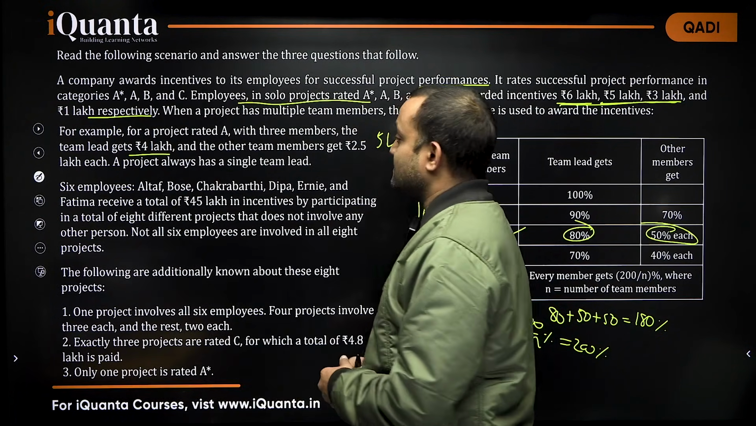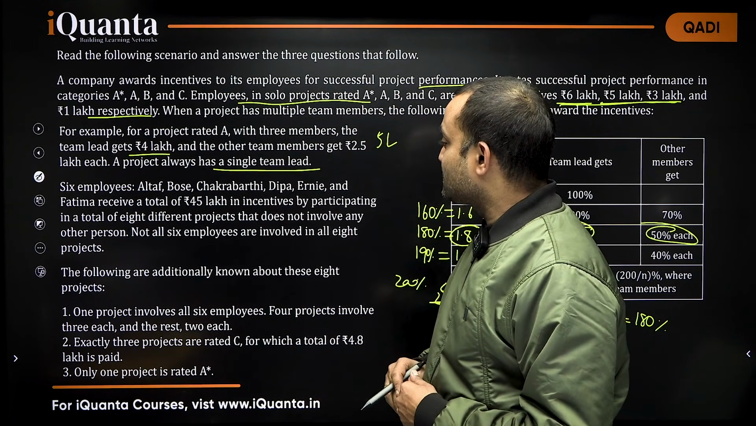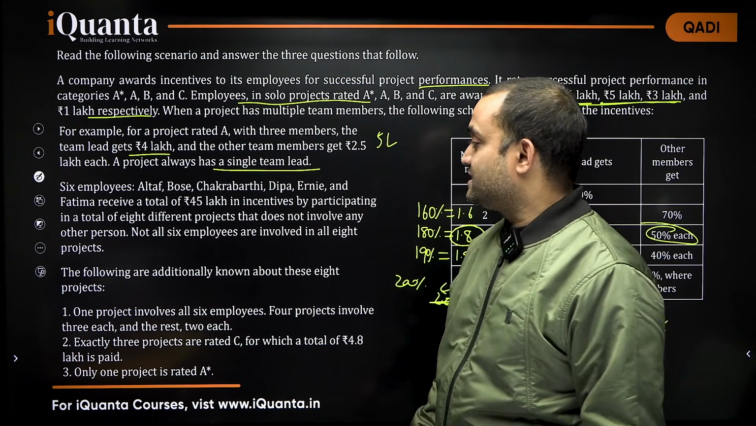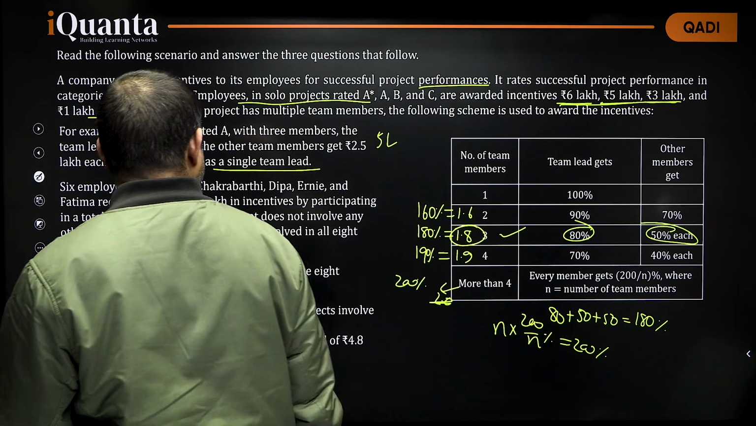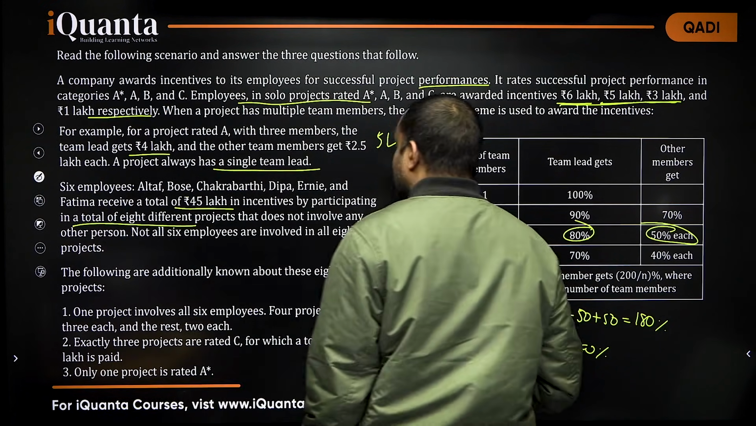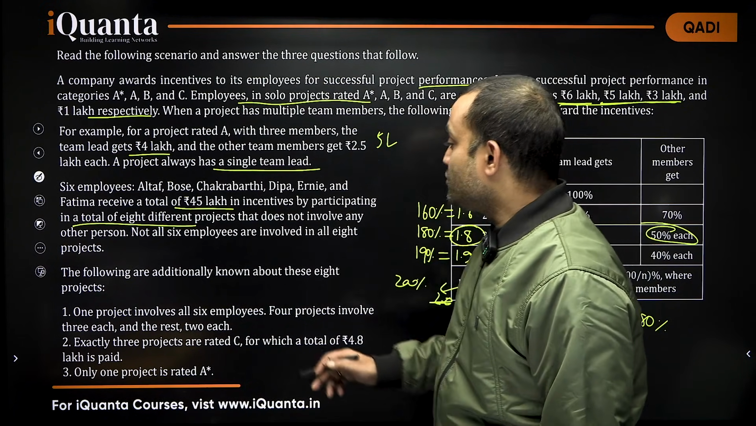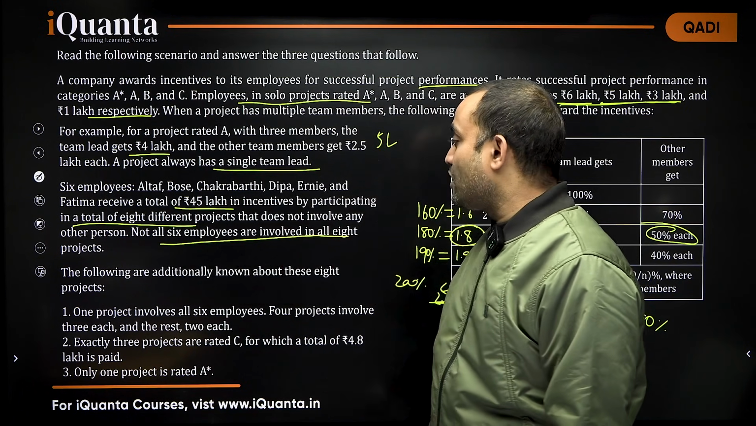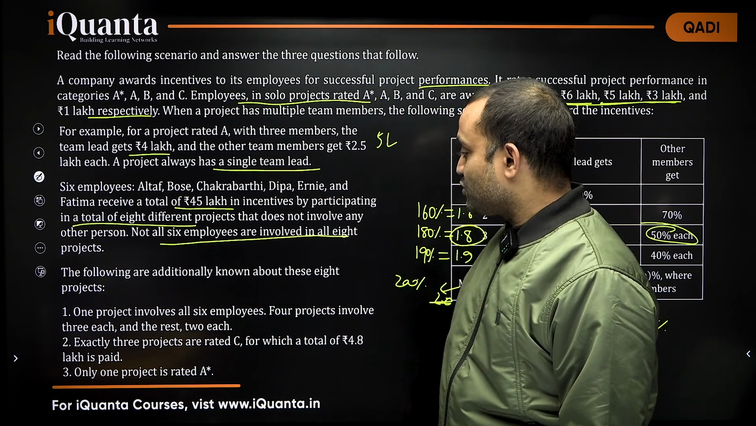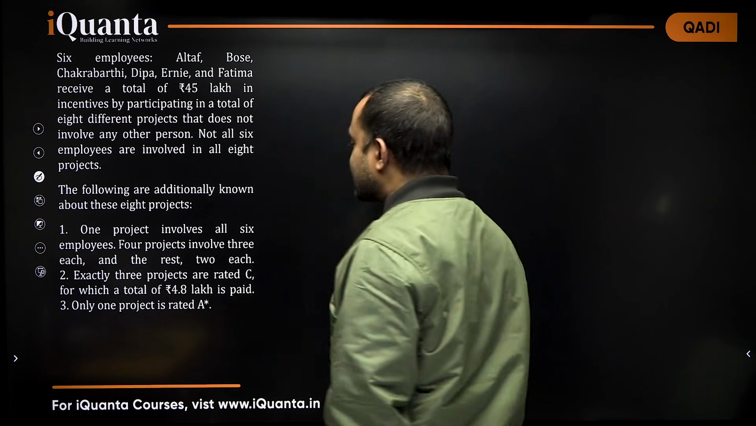Then it says a project always has a single team lead. 6 employees, Altaf, Bose, Chakravarti, Deepa, Arni and Fatima receive a total of 45 lakhs in incentive by participating in a total of 8 different projects that does not involve any other person. Only these 6 employees. Not all 6 employees are involved in all 8 projects. Okay. The following are additionally known about the 8 projects. What is given? So it says one project involved all 6.